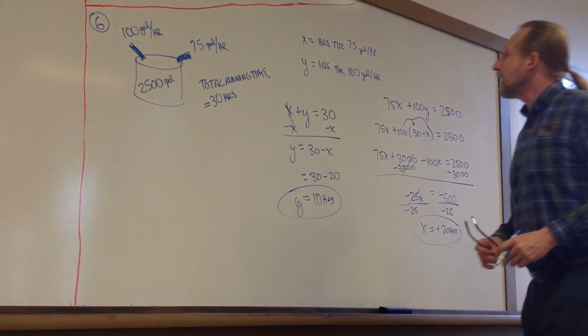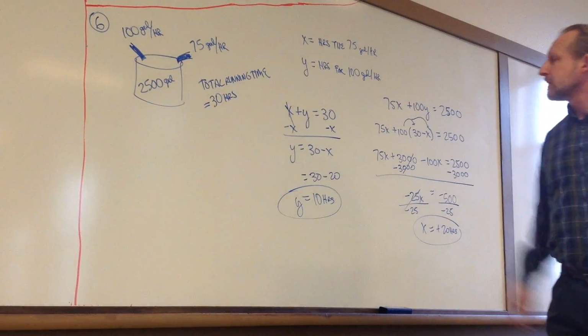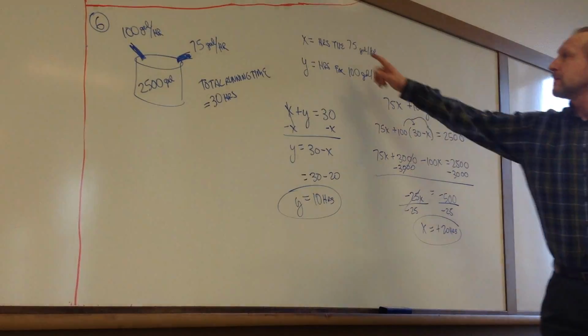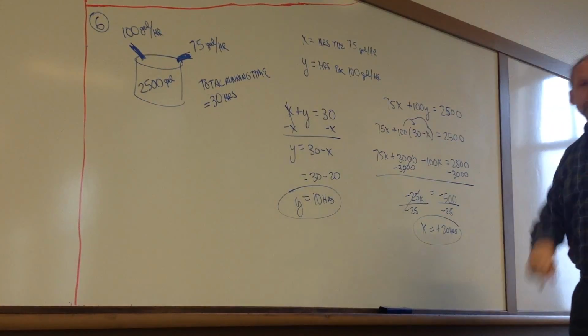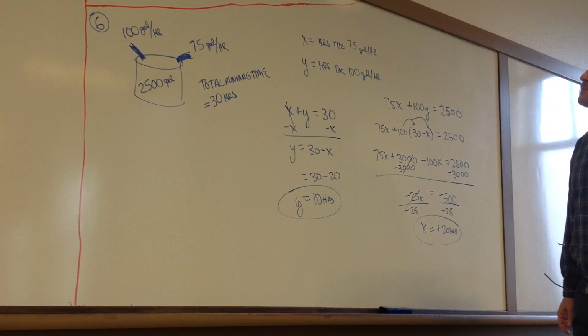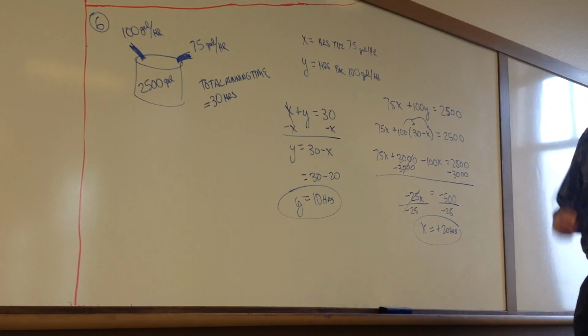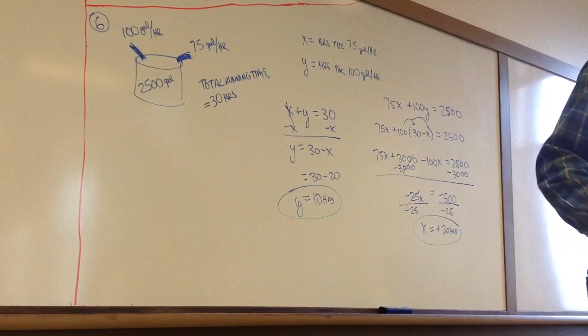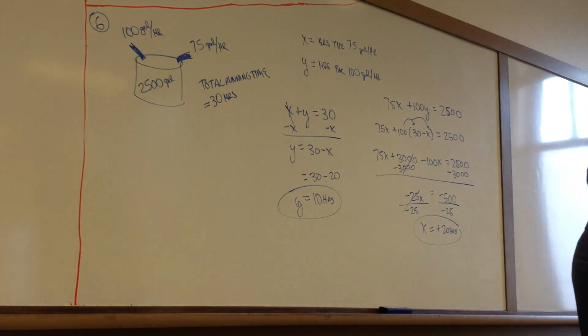And again, we can check the problem. If we do 10 times 100 and 20 times 75, we should end up with 2,500 gallons. Okay, so that's it for the water tank problems.